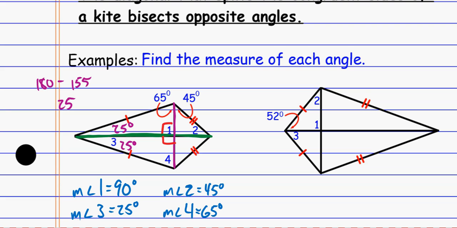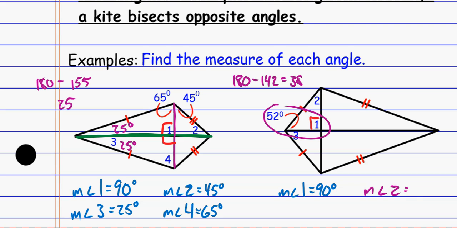If I look at the next one, right away, they come together at a 90-degree angle. The diagonals are perpendicular, so that's the measure of angle 1. Once again, I have these 2 angles right here, which give me a total of 142. And the 3 angles inside a triangle add up to 180. So once again, I can subtract and get 38 degrees. That's the measure of angle 2.